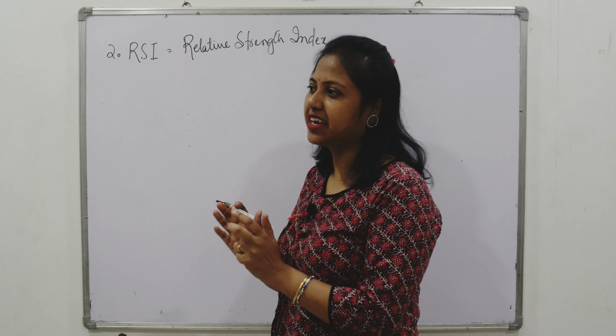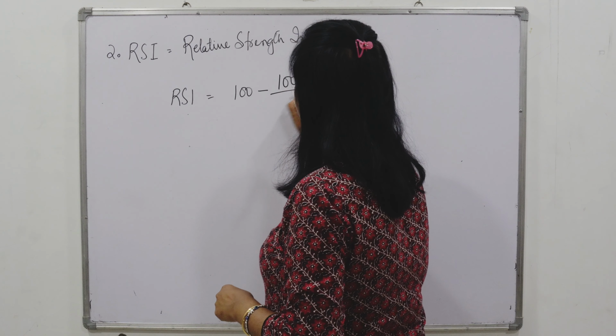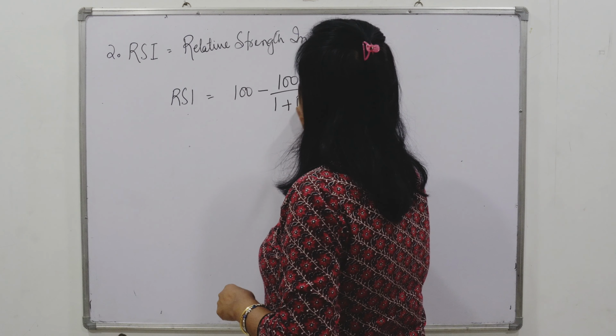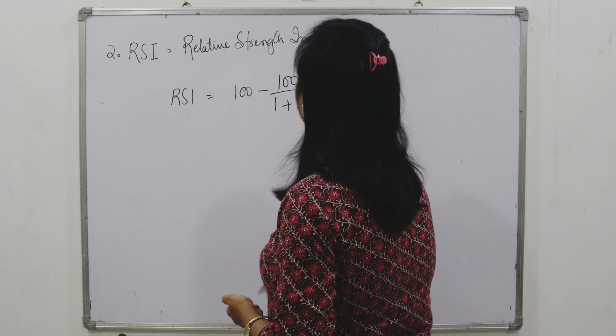Now RSI is calculated with the help of a formula, and that is 100 minus 100 divided by 1 plus relative strength. RS means relative strength. So let's keep this formula in mind and now understand how this RSI is calculated. RSI is calculated by taking, say, 14 days of data. You can go for 70 days also. Suppose we have taken 14 days of data.